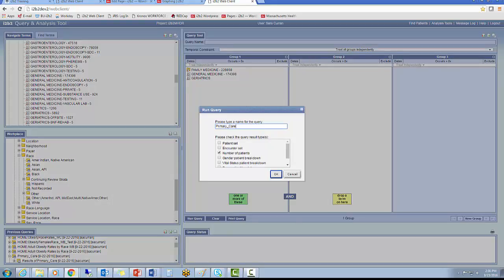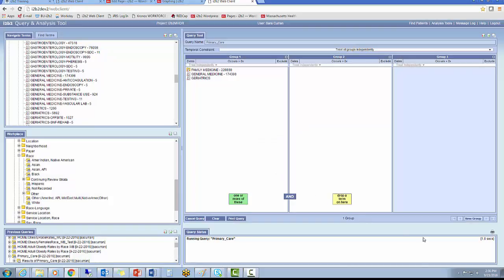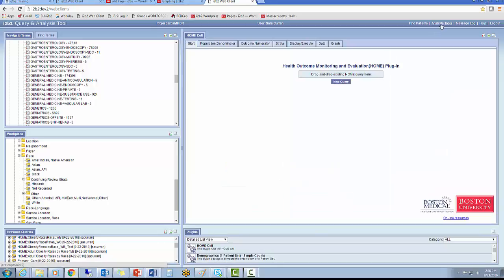We want to do a number of patients query because we really just want to set up the parameter. So we pull over the three facts for primary care services, click Run Query, and we get a total of over 329,000 individuals who have ever had at least one of these services within the system.